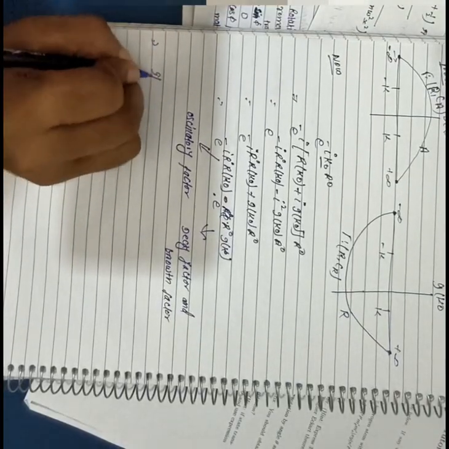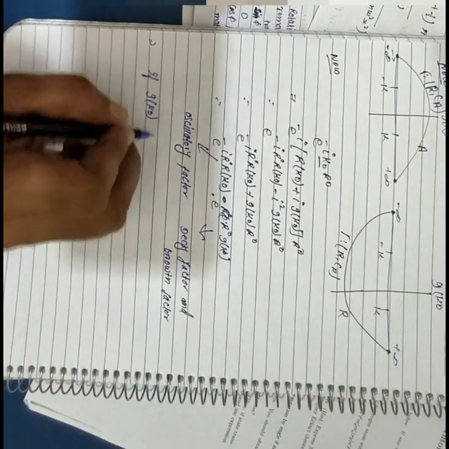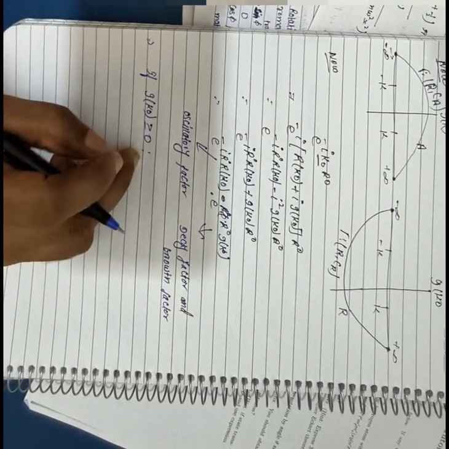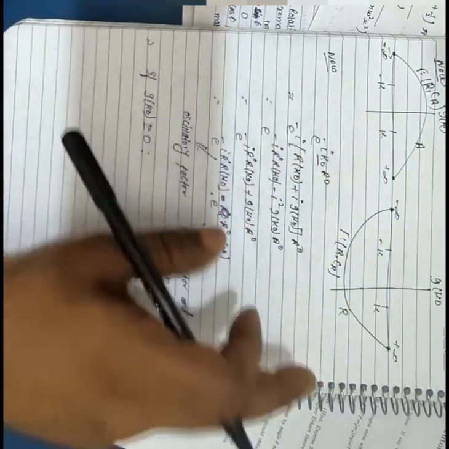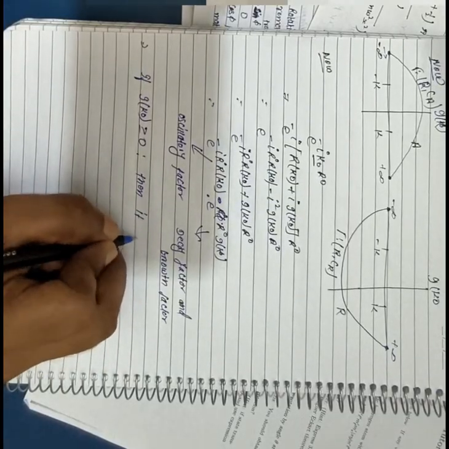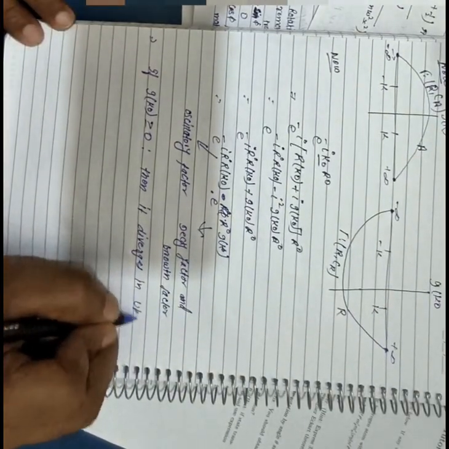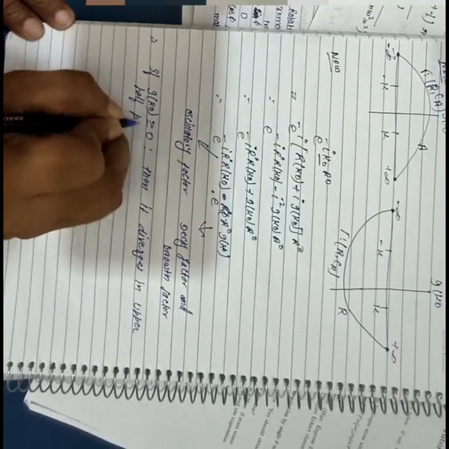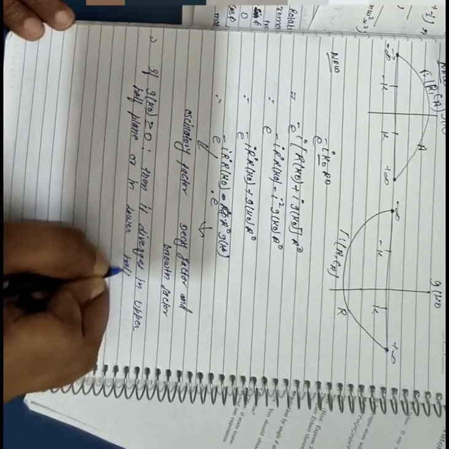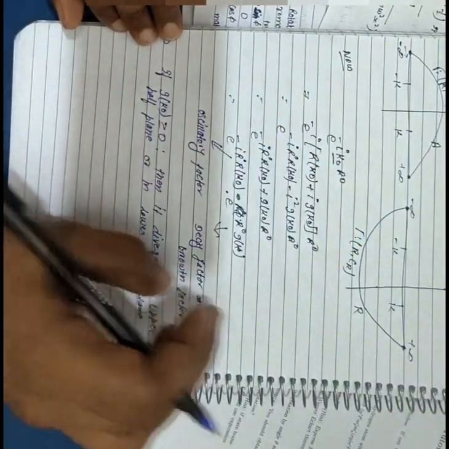Now if our imaginary k naught is greater than or equal to 0, then it diverges in the upper half plane or in the lower half plane, so take the case for upper half or the lower half.